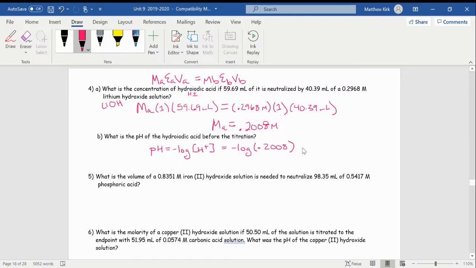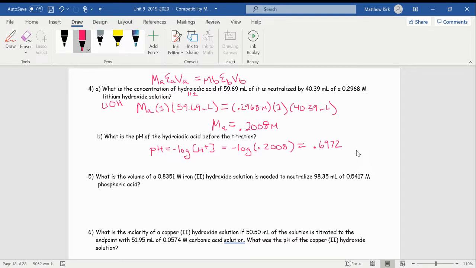So we just take the negative log of 0.2008, and we get a pH, and again, pH is weird. I think other teachers might be a little bit nicer on this. I like to be exact. Remember, with significant figures for pH, they start after the decimal. So we'd have 4 decimal places for 4 significant figures. We'd have that pH of 0.6972.